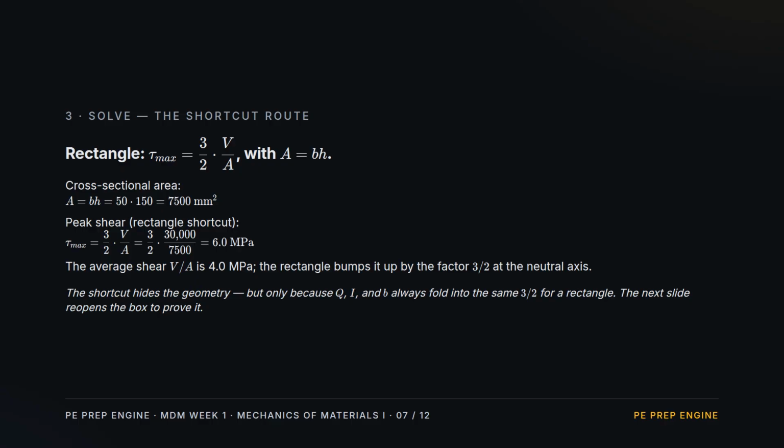Solve. Part 1. The shortcut. First, the area. Width times depth. Then, the rectangle formula. 3/2 times the shear force over the area. The average shear is 4 megapascals, and the rectangle lifts it by a factor of 3/2 at the neutral axis. Peak shear, 6 megapascals, one line.